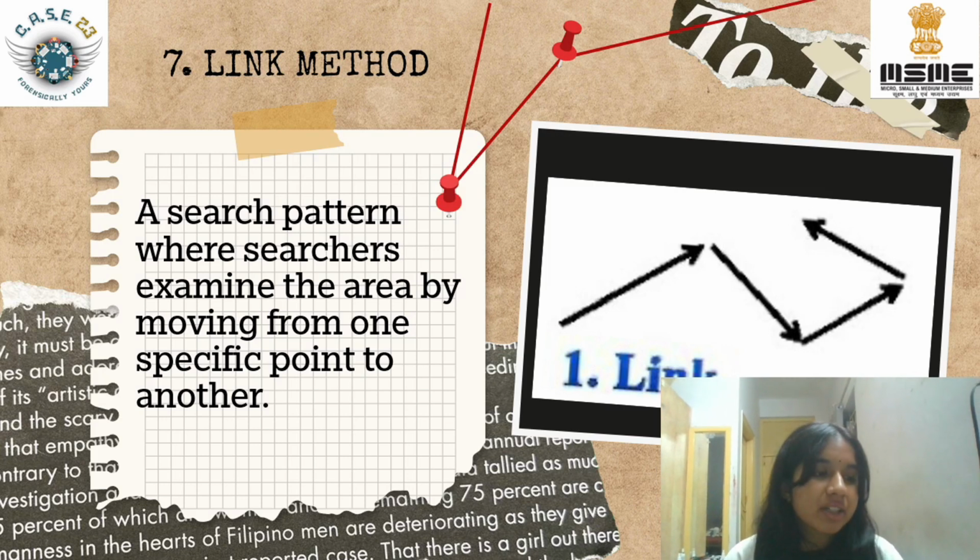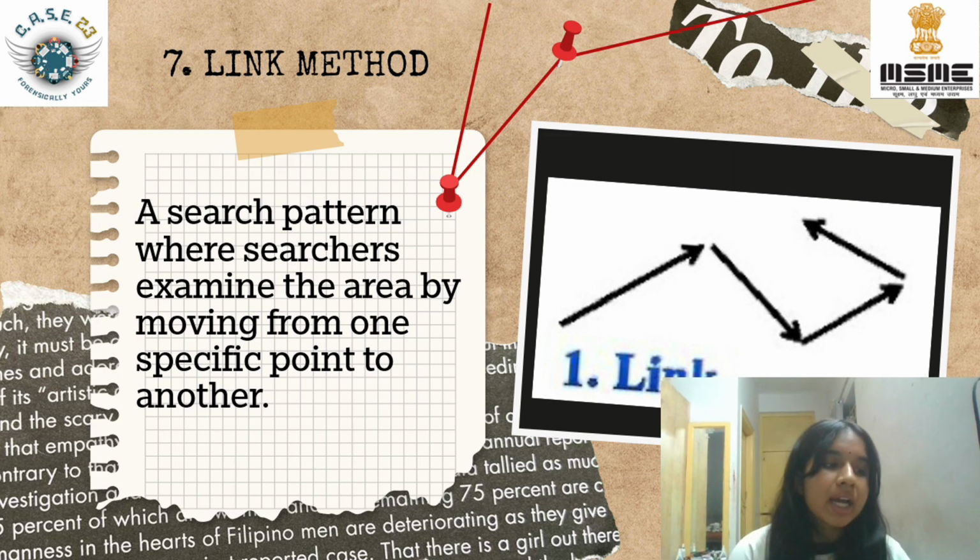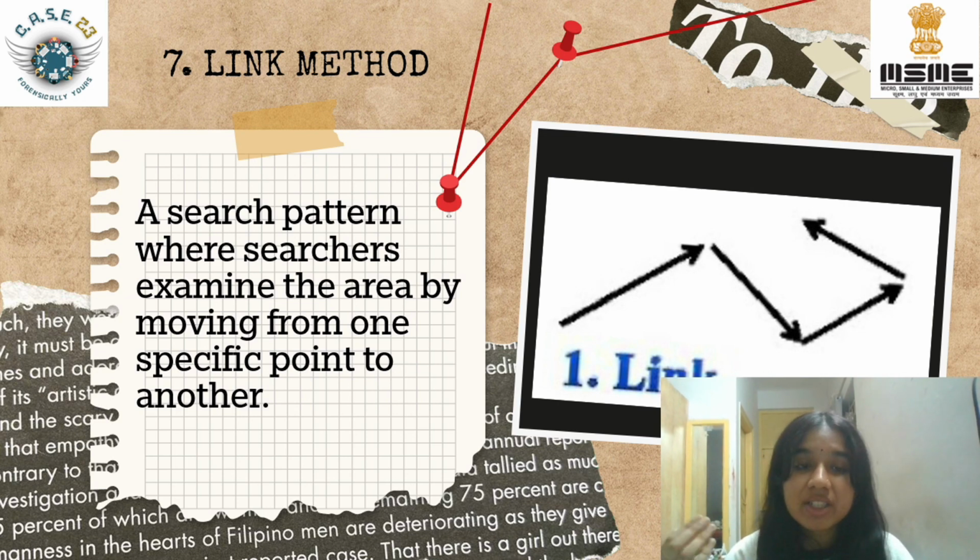So these search patterns are used to ensure a thorough and systematic examination of the crime scene and to help locate and document physical evidences. Additionally, each search pattern has its own advantages and disadvantages, and the choice of which pattern to use depends on the specific circumstances of the particular crime scene.